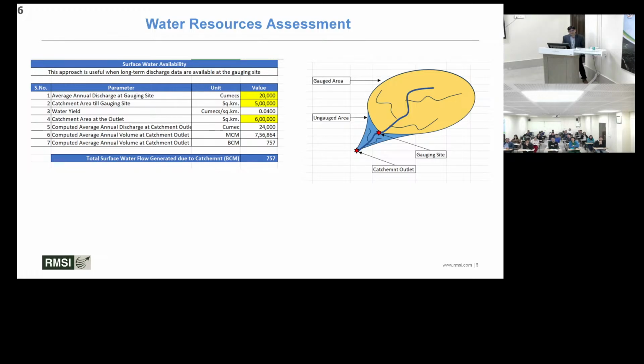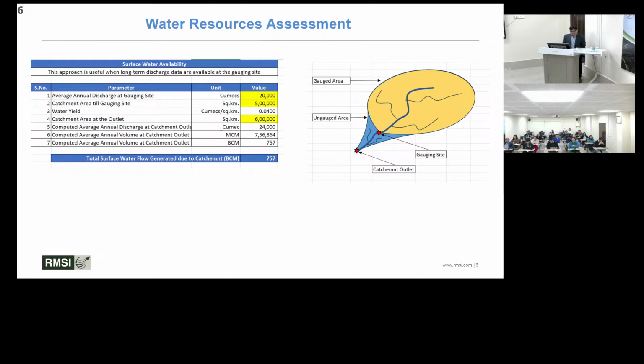20,000, and the unit is cubic meter per second, which is the discharge rate. Then the catchment area till the gauging site, because your measurement site is contributing some area and you are measuring data for the contributing area only. The catchment area should be in square kilometer, let's say 5 lakh square kilometer.